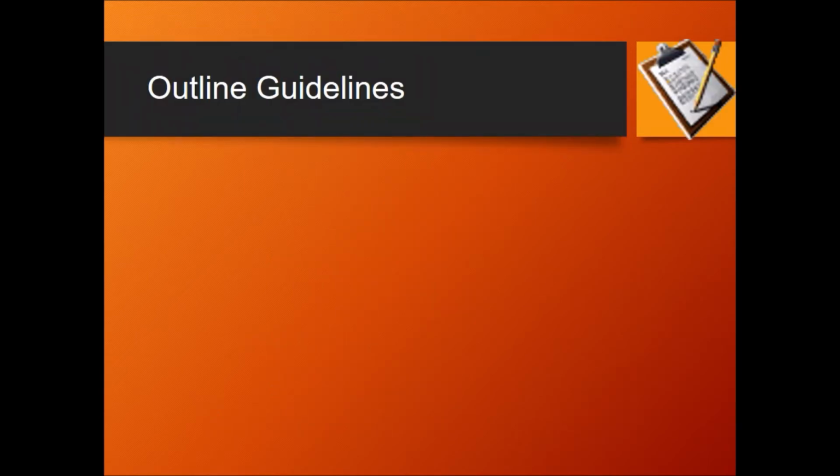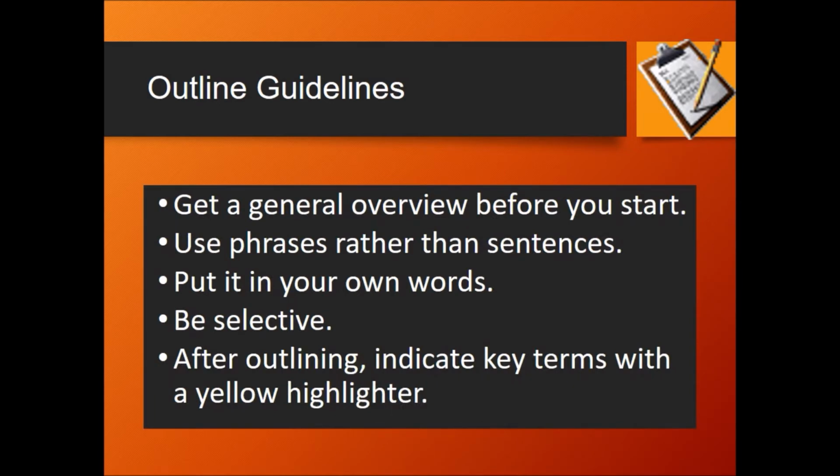So here are some guidelines to follow. First of all, make sure that you've previewed the chapter. Get a general idea of what it's about. Then when you go to write your outline, instead of copying things word for word in the main ideas and the supporting details, use phrases and put it in your own words.